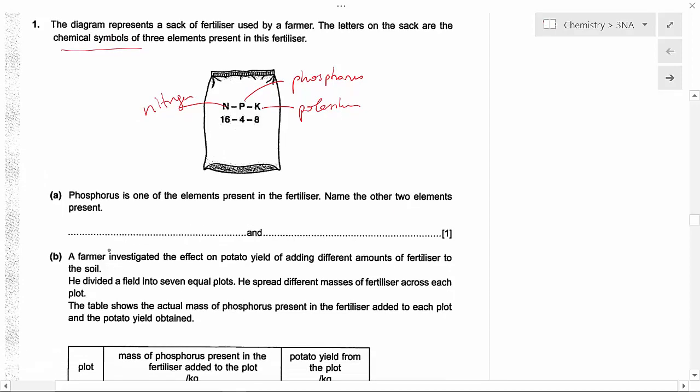Name the other two elements, of course, is nitrogen. Always refer to the periodic table if you are not sure, because they say that the letters are the chemical symbol. Once you talk about chemical symbol, you look in the periodic table. Okay, always refer to the periodic table at the back of the exam paper. Nitrogen and potassium.